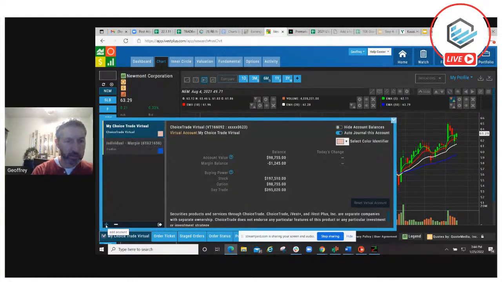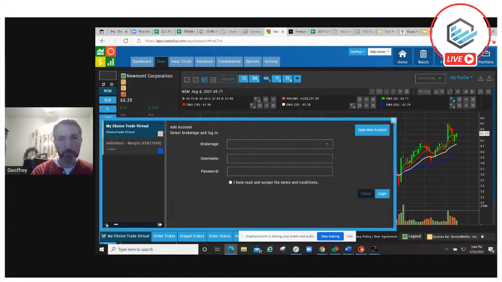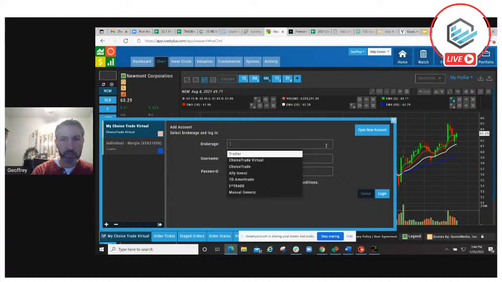Now, one of the things I would say about using Charts by Tradeway is that you can see if I want to add a broker, this is the list of brokers that are compatible to set up a brokerage account and then be able to trade on the same site. You have Choice Trade, Ally Invest, TD Ameritrade, very popular, like Thinkorswim, E-Trade, and then Tradier. Tradier up here at the top is one that we are recommending to our clients.